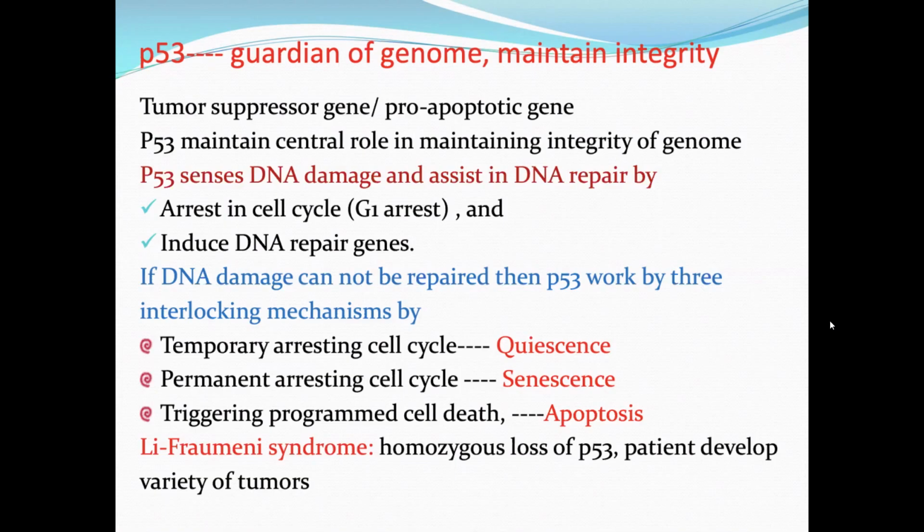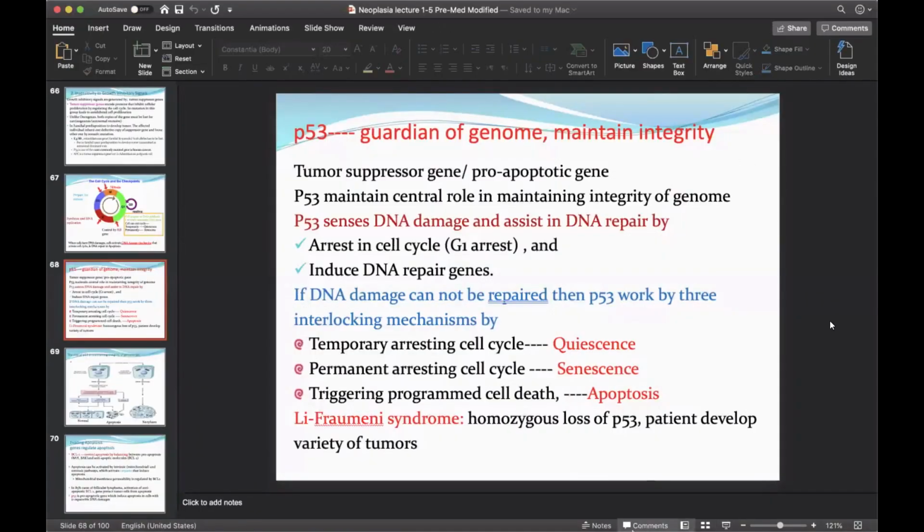For example, osteosarcomas of the bone. They are also predisposed to develop glioblastoma, highly malignant brain tumors, and also other tumors. Breast cancer also, they're predisposed to develop breast cancer in addition. So many types of cancer can occur. Okay.